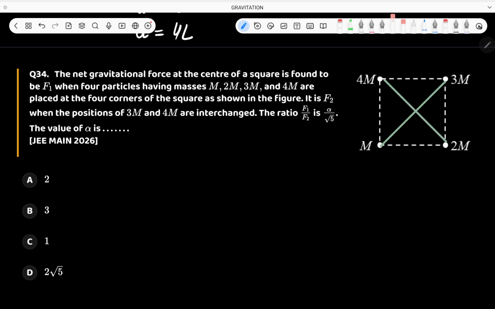Now have a look. First and foremost, this 4m minus 2m is equal to 2m.